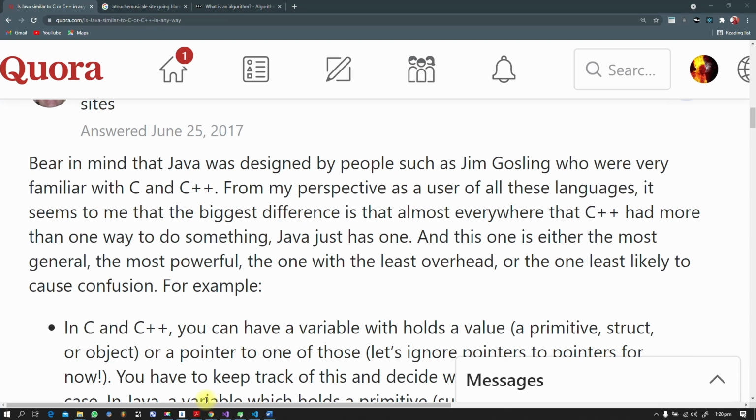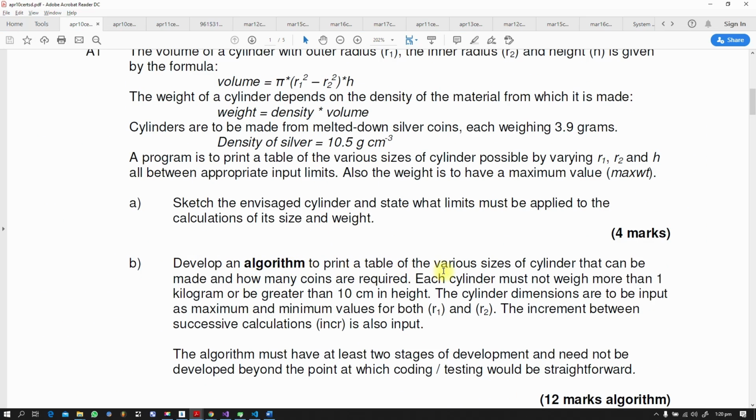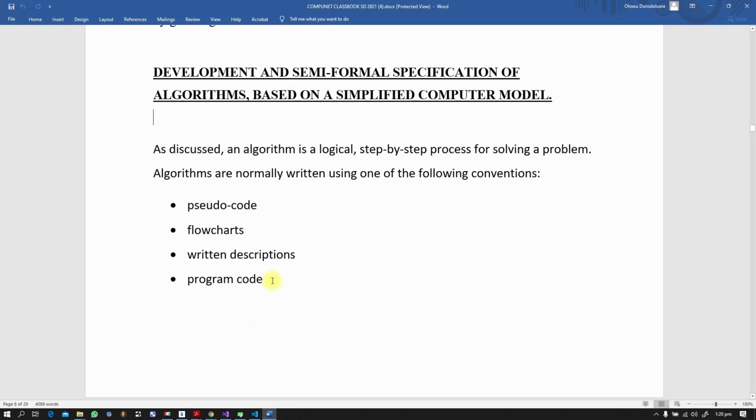For instance, let's look at a question like this. Here you're told to develop an algorithm to print a table of various sizes. So an algorithm is what you're supposed to develop. Now we already know that you can develop algorithms, or well, if you don't know, you can develop algorithms using 4 things, but mostly people use pseudocode or flowcharts. Before the exam, some people write written descriptions of what they think an algorithm can do. And I think some people have said they got marks for it, right?